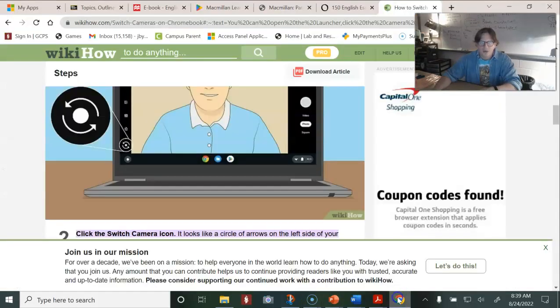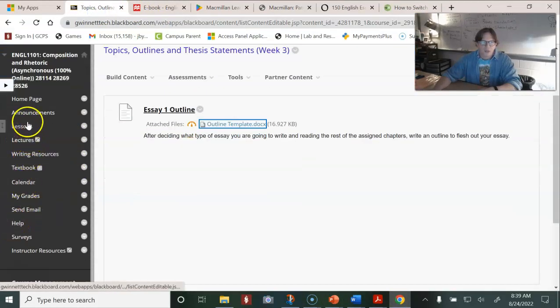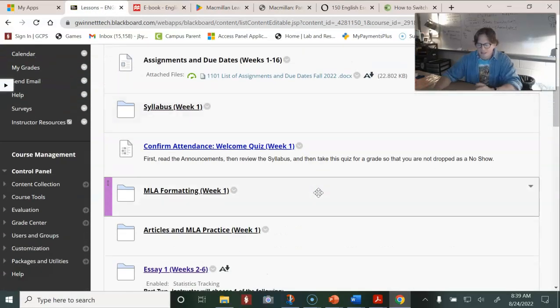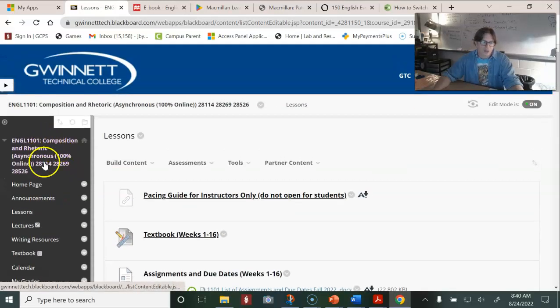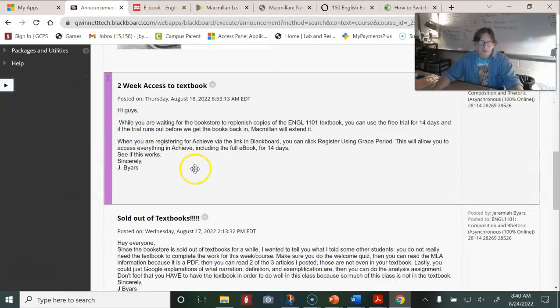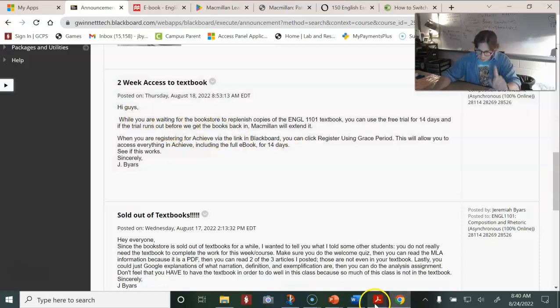Now, I know some of you are having difficulties with your textbook. I don't know if the bookstore is still out of textbooks, which means you're having a hard time getting it to be able to read it online. I did post in the announcements about how to get your ebook for 14 days free. So try that.